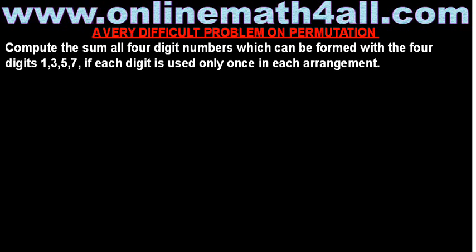That is, compute the sum of all 4-digit numbers which can be formed with the 4 digits 1, 3, 5, 7 if each digit is used only once in each arrangement. So this is the problem. We have to compute the sum of all 4-digit numbers which can be formed with the 4 digits 1, 3, 5, 7, and in each 4-digit number each of the given digits is used only once. That means it has to be used only once.